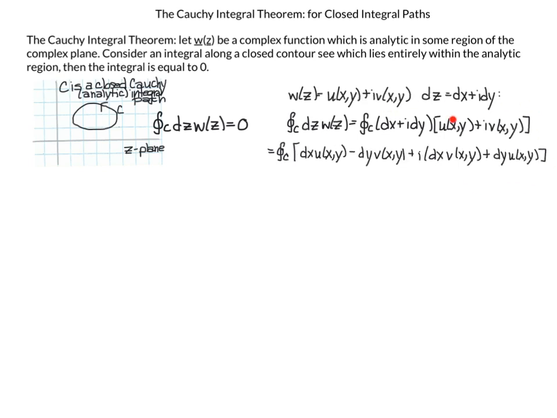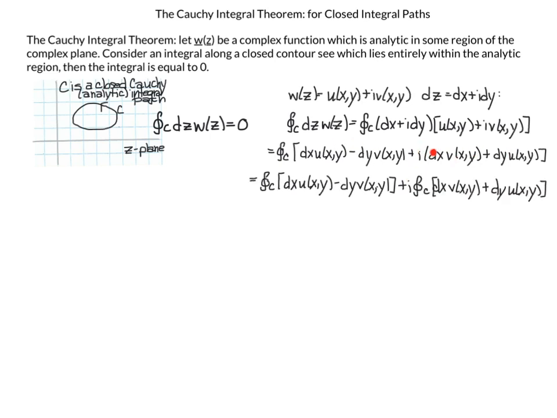Now when I multiply out, I get dx u(x,y), and then I'm going to do this multiplication, i dy times i v(x,y). So the i's give me a negative, and I have my minus dy v(x,y). Now I also need to multiply my i dy times my u(x,y), so I factor out my i, and I get dy u(x,y), and then when I multiply dx times i v(x,y), I get my dx, and again my i's factor out, v(x,y).